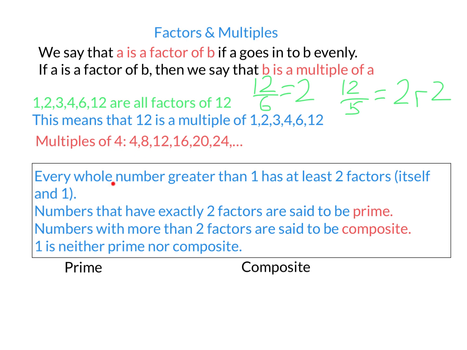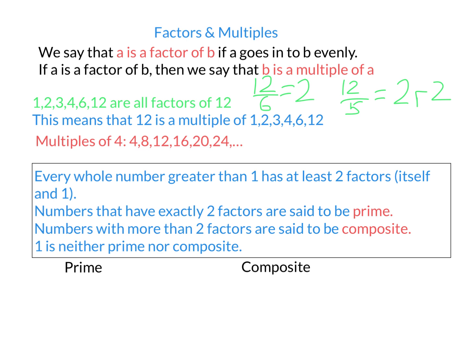So it turns out every whole number greater than 1 always has at least 2 factors, itself and 1. Just like for 12, notice that itself and 1 are always factors. But for some numbers, these are the only factors. Numbers that have exactly 2 factors are said to be prime. In other words, a number is prime if its only factors are itself and 1. If a number's not prime, that means it has more than 2 factors, then we say that number's composite. And note that 1 is neither prime nor composite because 1 only has 1 factor.